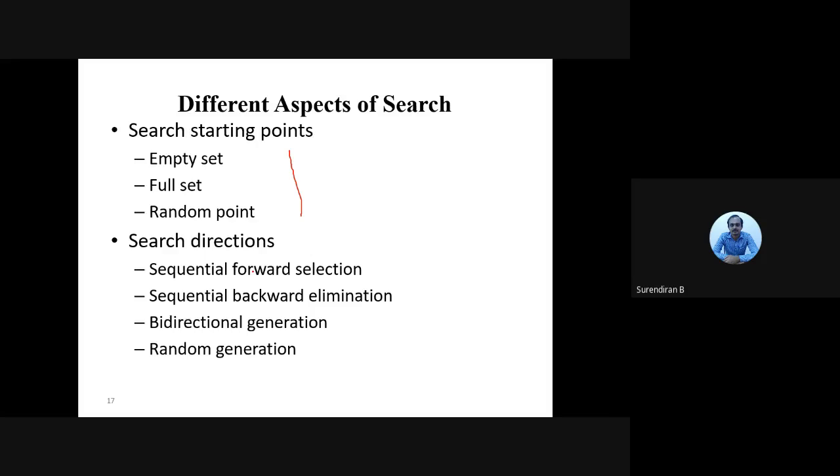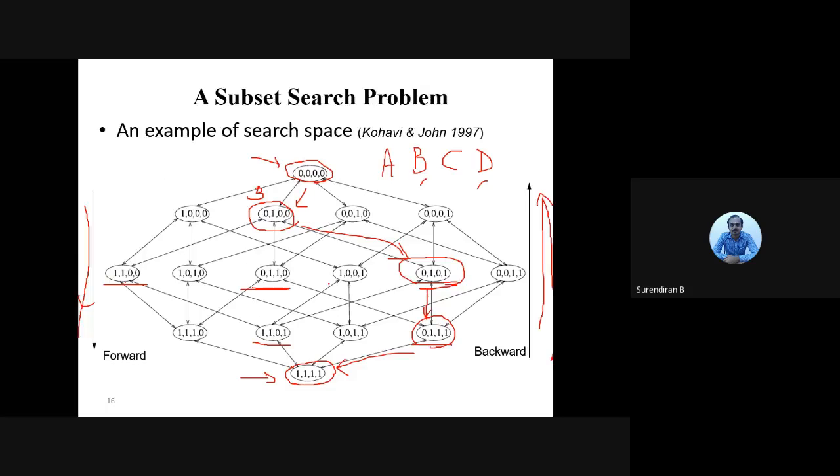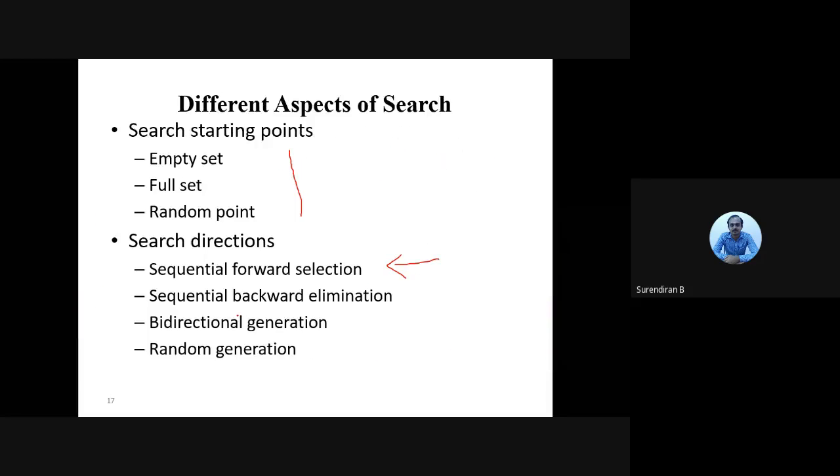Another one is the search direction. So here we have sequential forward selection. That is the example I showed here. From top to bottom, we will be selecting one by one. That is sequential forward selection. Another one is sequential backward elimination. We select all the four features and we remove one by one, and we go to the empty set. That is sequential backward elimination. Bidirectional generation is where you do it in both directions.